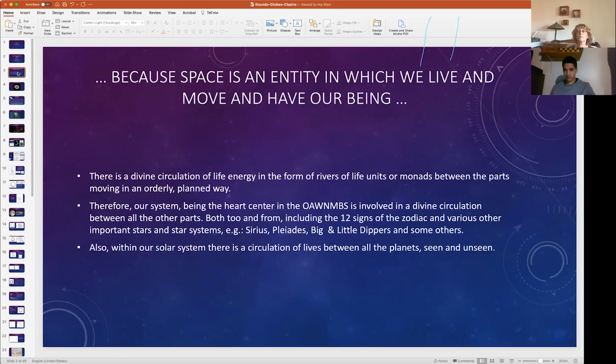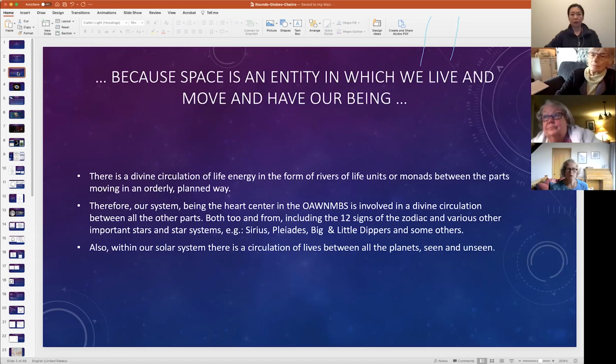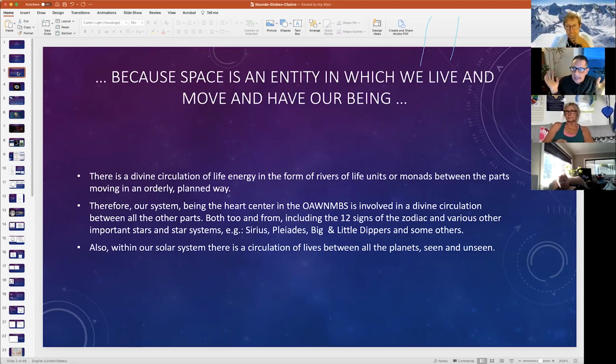So we want to start at the beginning, which is how a solar system forms. And we're going to go from the big out in. Basically, there's this divine circulation of energy that goes between all these suns and the planets. And interestingly, this solar system is said to be the heart center in the one about whom naught may be said, which in a certain sense means that this center is somehow responsible for the circulation of the life blood, whatever the esoteric correspondence of that is, throughout the body of the one about whom naught may be said.